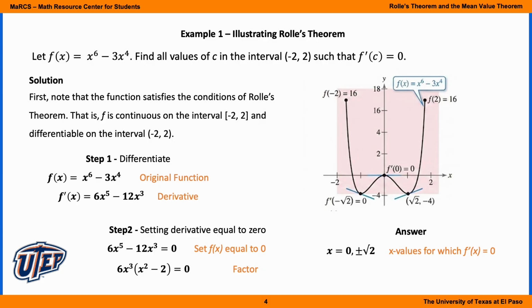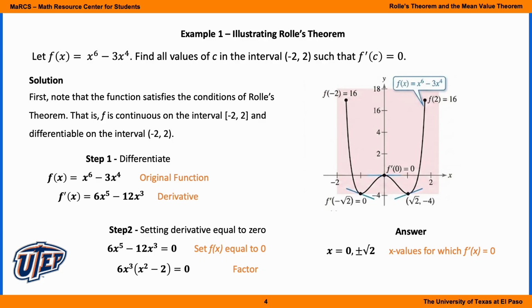So the first step in finding all the values of c would be to differentiate. Using the exponent rule, f'(x) is equal to 6x^5 minus 12x^3. Next, we will set the derivative equal to 0, so we can factor out a 6x^3. So we are left with 6x^3 times (x^2 minus 2), and set that equal to 0. So that means the x values for which f'(x) is equal to 0 occur at x equal to 0, x equal to the square root of 2, and x equal to the negative square root of 2.